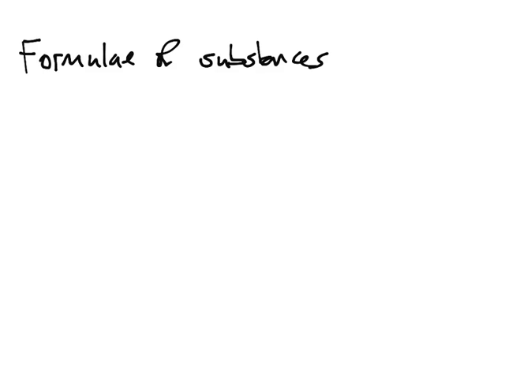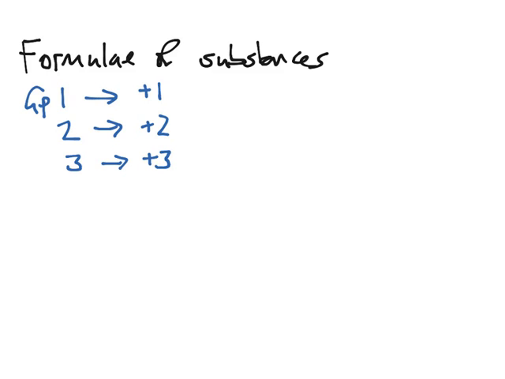Okay, we're going to have a look at formulas of substances. First thing to remember is anything in group 1 is going to have a valency of +1, group 2 is going to have a valency of +2, and group 3 is going to have a valency of +3. If you're not sure on that, you need to go back to electronic structures.